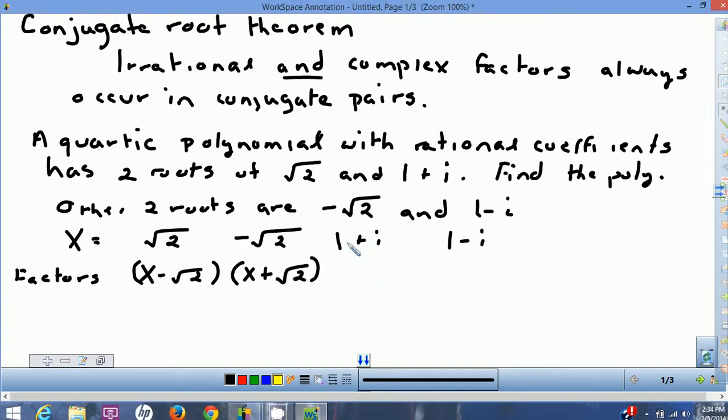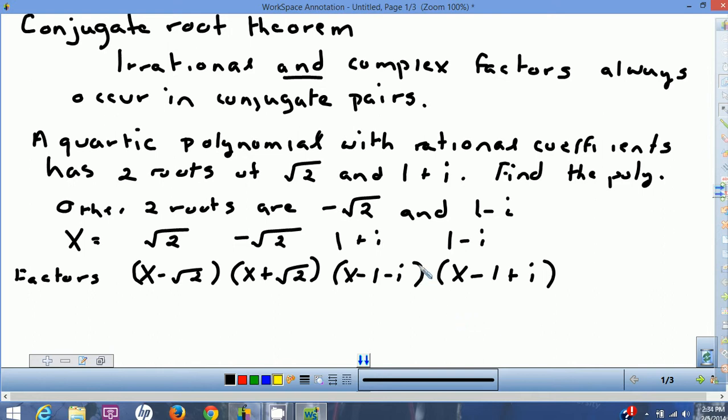Now be careful with this one. I'm moving two numbers here. If 1 plus i is my 0, my factor is x minus 1 minus i. And if 1 minus i is my 0, then my factor is x minus 1 plus i. Now, I'm not going to do all of the multiplication here. You can do that yourself.